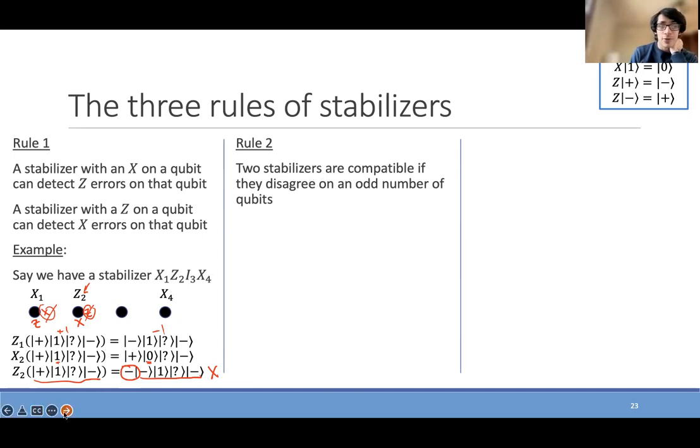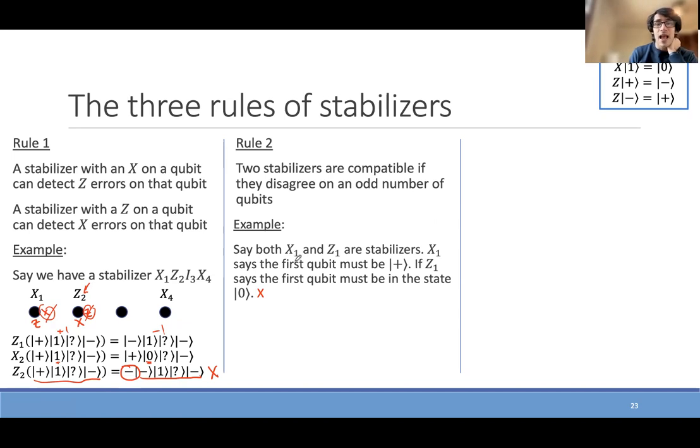So let me give an example of what I mean by that. Let's say I wanted to have a stabilizer X1 and Z1. We'll have X1 and Z1 be stabilizers. We'll have X1 equal to 1 and Z1 equal to 1. If I say X1 should be 1, that means I'm saying my state should be plus. But if I say Z1 should be 1, that's saying that my state should be 0. It can't be both plus and 0 at the same time. So me saying that I want both X1 and Z1 to be a stabilizer is incoherent. I can't say that.